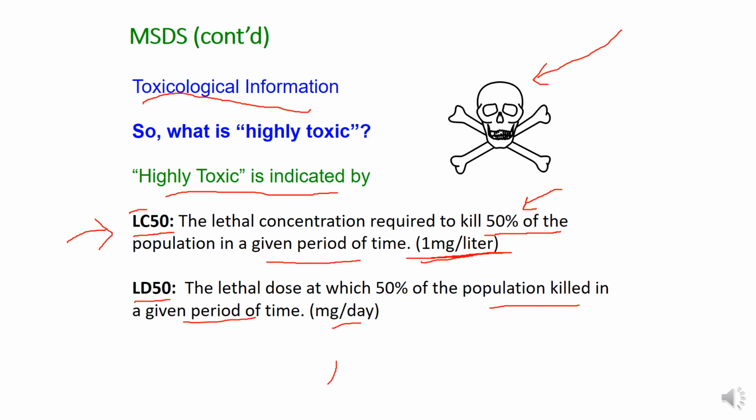So here in MSDS documents it will be mentioned which amount it is for that chemical, 5 milligram, 10 milligram, like this. So this is very important. This will reflect the dose or the exposure that we should avoid. So this is really very basic as well as very important information.